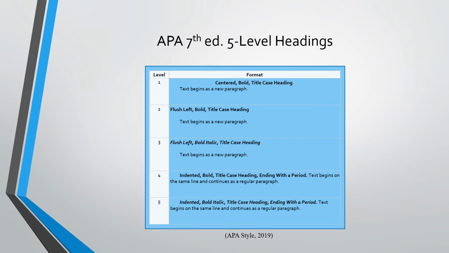Level 3 headings are similar to Level 2, but are italicized. Level 4 headings are indented, bold, title case, and end with a period. The text then begins on the same line and continues as a regular paragraph. Level 5 headings are similar to Level 4, but are italicized.